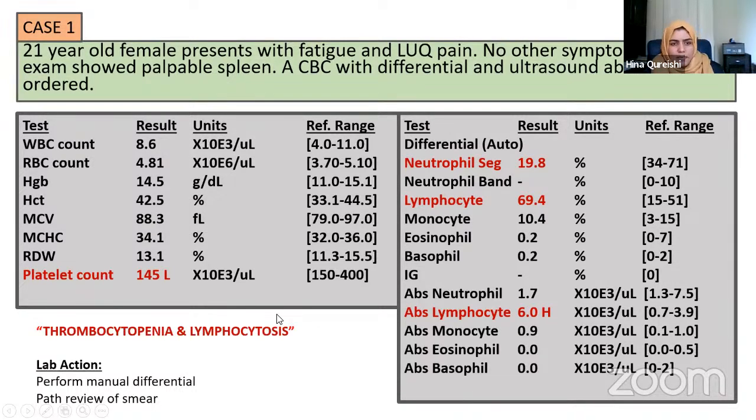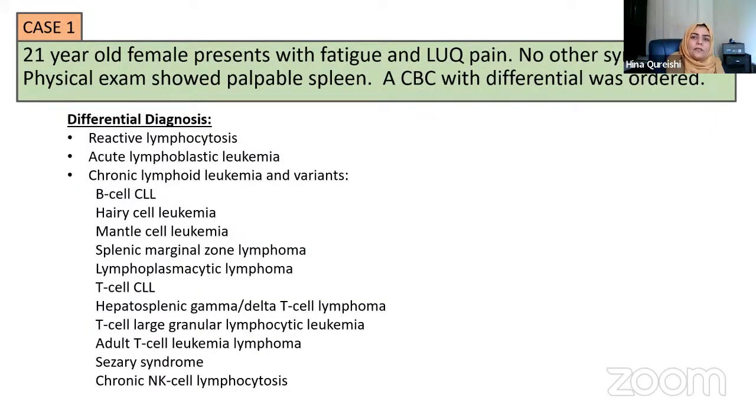So this CBC is actually showing thrombocytopenia and lymphocytosis. When this abnormality is seen, the lab action is to perform a peripheral blood smear review. And a differential diagnosis based on that CBC in a 21-year-old female could include reactive lymphocytosis, acute lymphoblastic leukemia, or any of the chronic lymphoid leukemias that can raise the lymphocyte count.